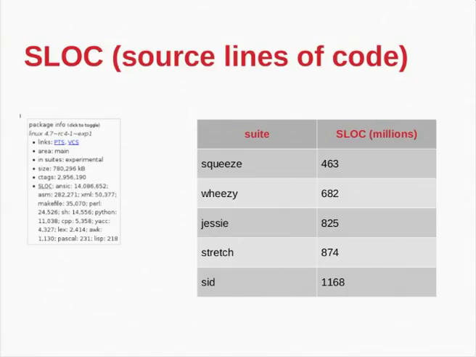You can view the syntax highlighted source code. And for instance, the number of source lines of code in a package. So on the left, you see for the Linux kernel, all the C code, all the XML, C++, etc. code, number of lines. And we also provide some suite statistics. So you can see the evolution of the millions of lines of code. So for unstable, there is a lot, way more than stretch. That's because we have many versions of Chromium, kernel, etc. that add up.